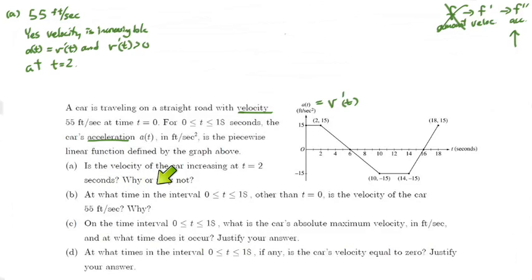Okay, the next question: at what time in the interval, other than t equals 0, is the velocity of the car 55 feet per second? Now, that's kind of a weird question. How fast are we going at t equals 0? 55. We're at 55 feet per second. Here's a crazy question. How fast are we going at t equals 2? No, not 55.